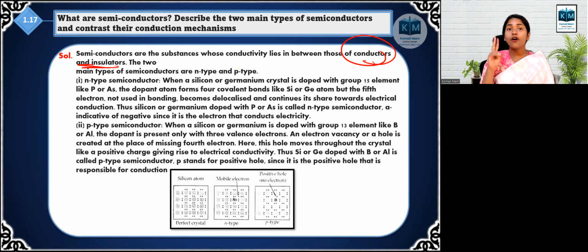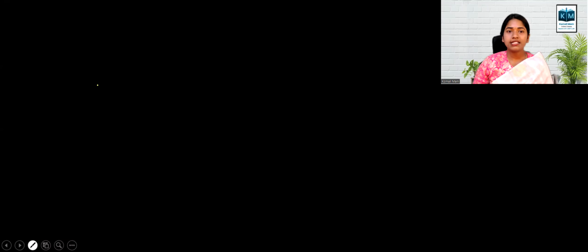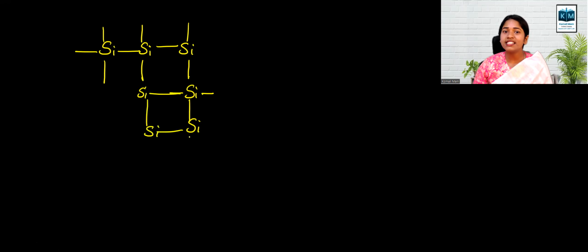Conductors and insulators. These are of two types: one is N-type semiconductors and another one is P-type semiconductors. Let us see how N-type and P-type semiconductors are generated. I am taking 14th group elements like silicon. It is a 14th group, so there will be 4 valence electrons like this.